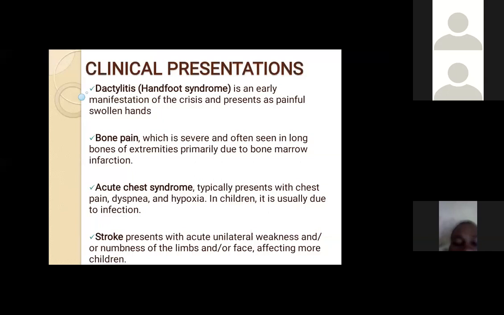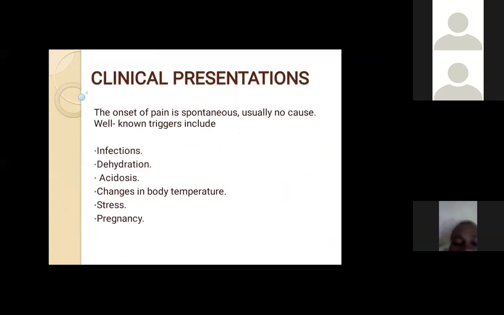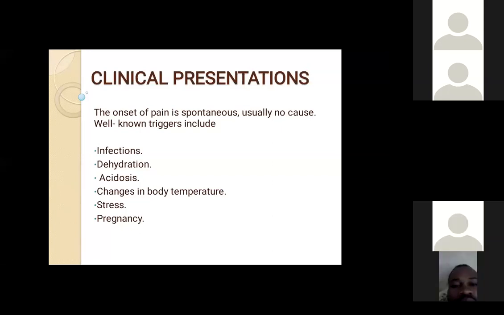We also have the stroke. With these other presentations, they occur in smaller blood vessels, but with stroke, it occurs in larger blood vessels, and so it is life-threatening. Vaso-occlusive crisis really has no cause on its own. There's no cause which has been researched yet, but there are triggering factors such as infections, dehydration, acidosis, change in body temperature, stress, and pregnancy.